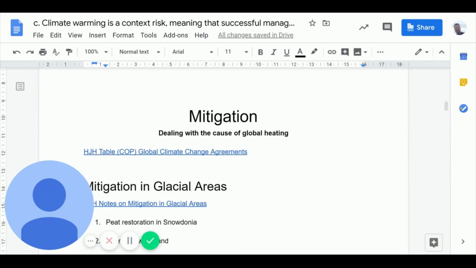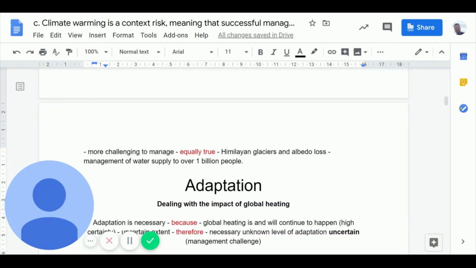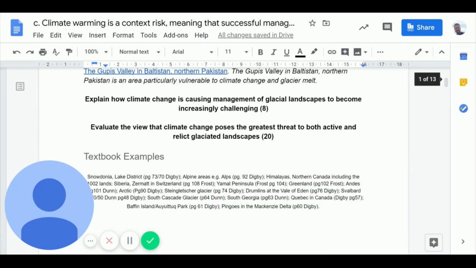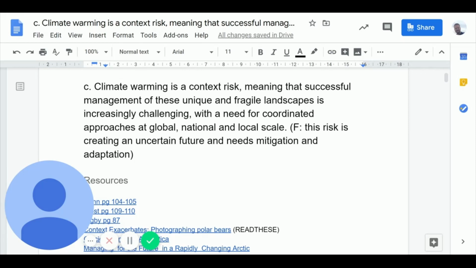So the key with this, going right back to the top, just to pull it all together: climate change is going to affect each context differently. So successful management is going to get worse and more difficult. And then all those management techniques are going to have to be coordinated.